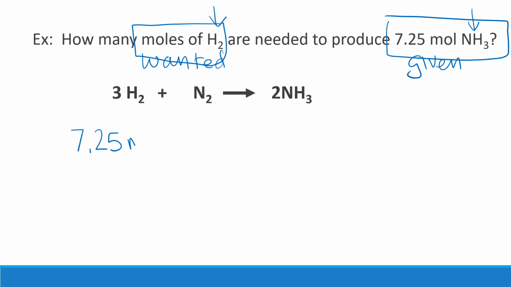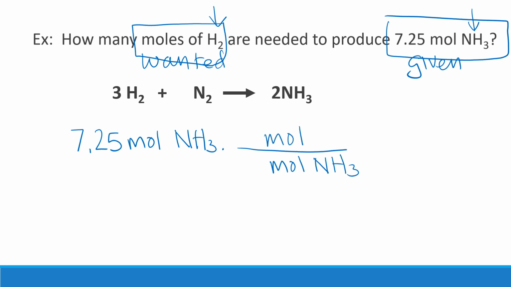7.25 moles, and I'm going to include the substance, the NH3 here, because when I am doing this conversion, I want to get rid of moles of NH3. And I want to convert it to moles of H2. And the way these two are related is based on these coefficients in the balanced equation.